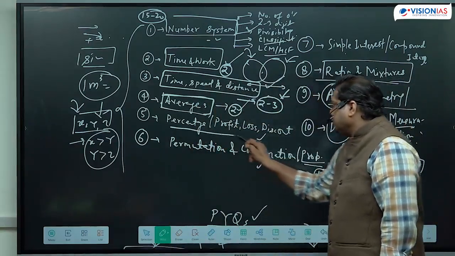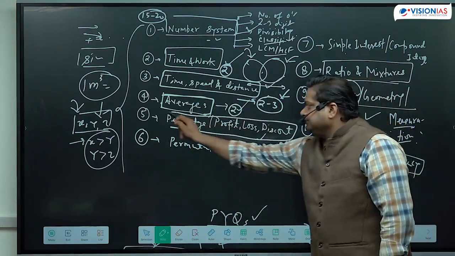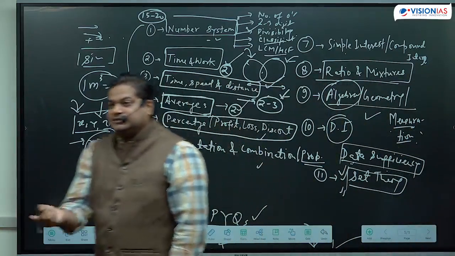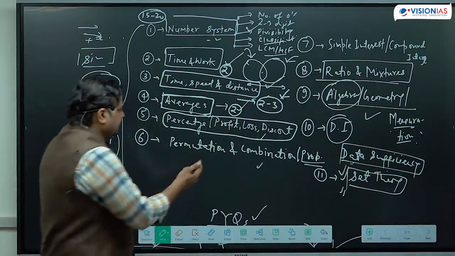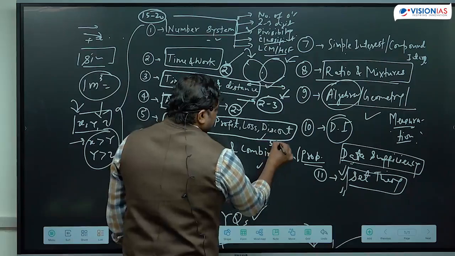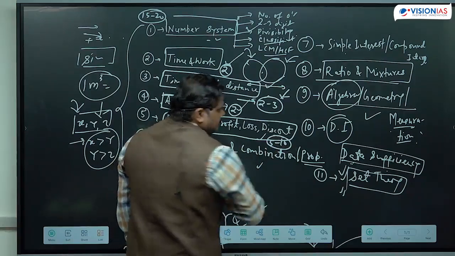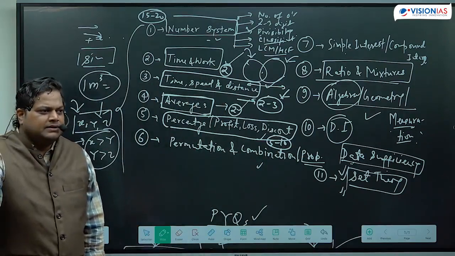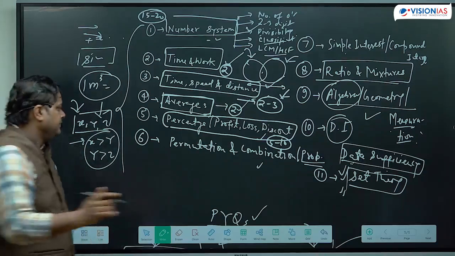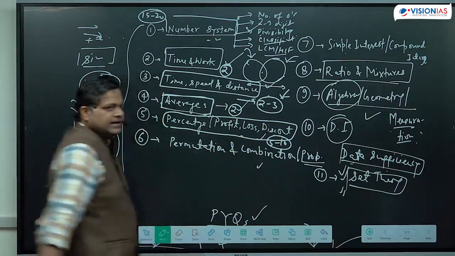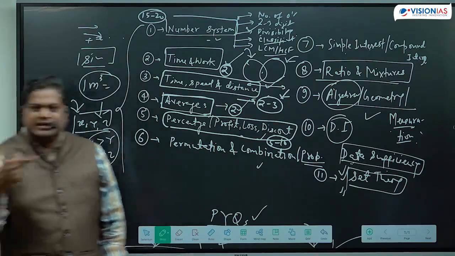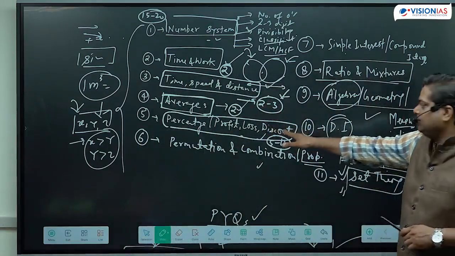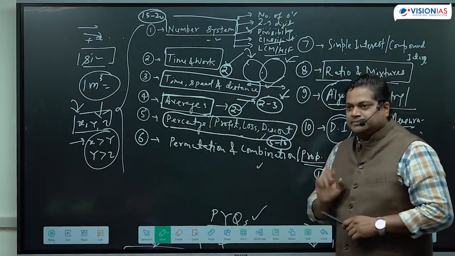Then this percentage, profit loss, discount. यहाँ से earlier UPSC was asking 5 to 10 questions. But last year not a single question. But this year 2-3 questions were there. So we can expect कि next year they are going to increase the number from this topic, like 4-5 questions will be there from this percentage, profit loss, discount.